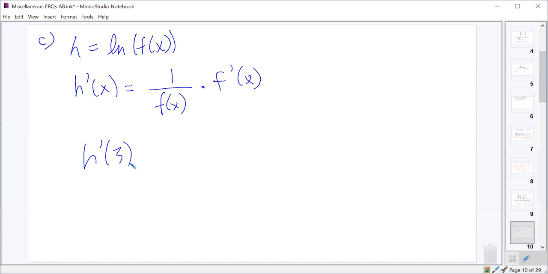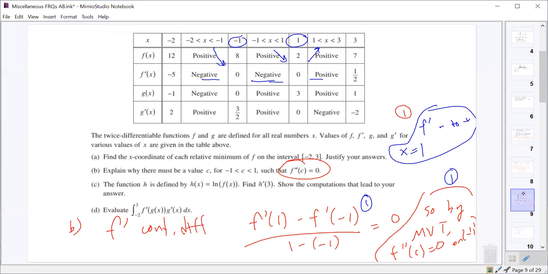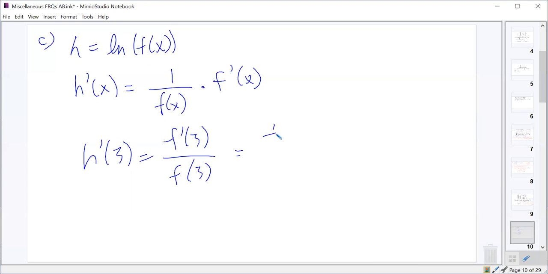So h prime of 3 ought to be f prime of 3 over f of 3. And we have a chart for that. F prime of 3 is a half, so we have 1/2 divided by 7, or 1/14. And they gave 3 points for that. 2 points for the correct h prime and 1 point for the correct answer.